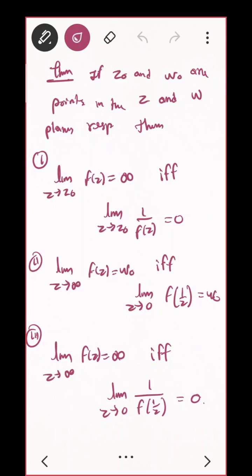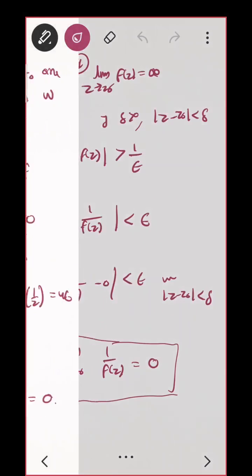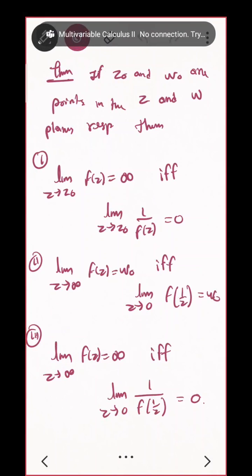Correct? And similarly do the third one. In the third one, both of them are going towards infinity, so you know how to define that. If z is tending to infinity, then you will be doing 1 by z tending to 0.